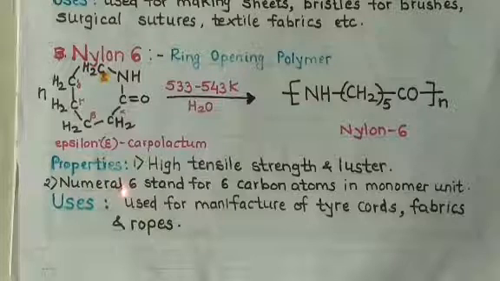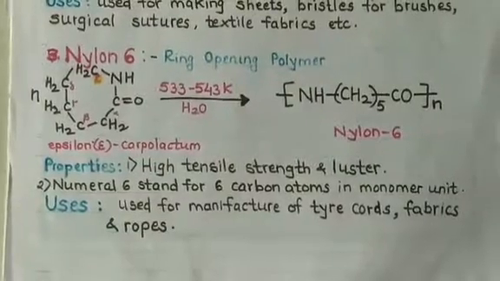What are the properties of nylon 6? Nylon 6 has high tensile strength and luster. It is also shining. In this, the numeral 6 stands for 6 carbon atoms in the monomer. Epsilon caprolactam contains 6 carbon atoms, C double bond O, that is the first carbon, and 5 CH2 groups. Hence the name nylon 6. What are the uses of this? Nylon 6 is used for manufacture of tire cords, fabrics and ropes.